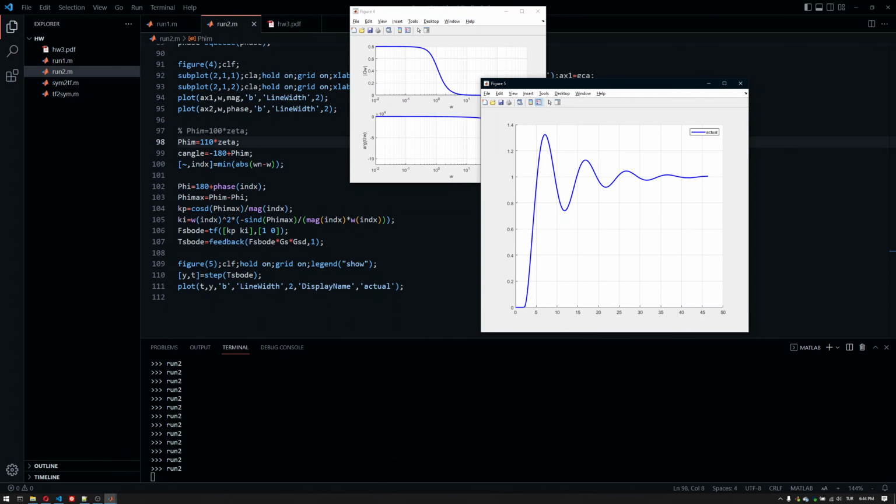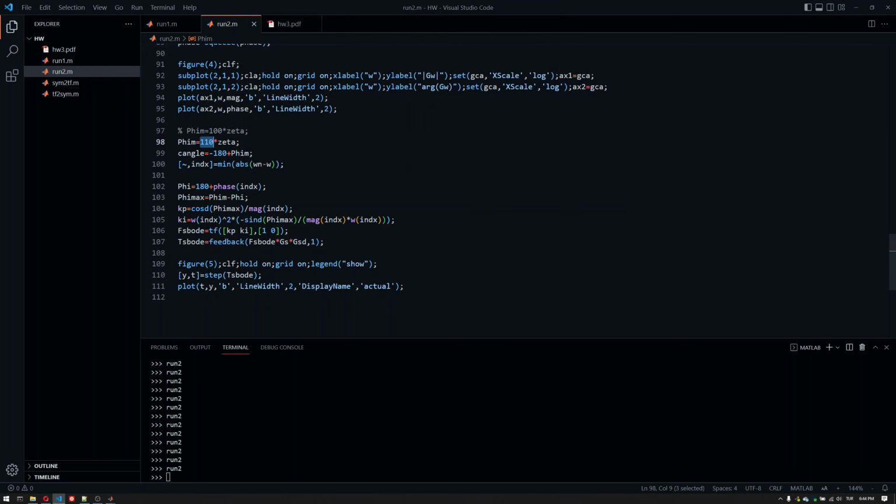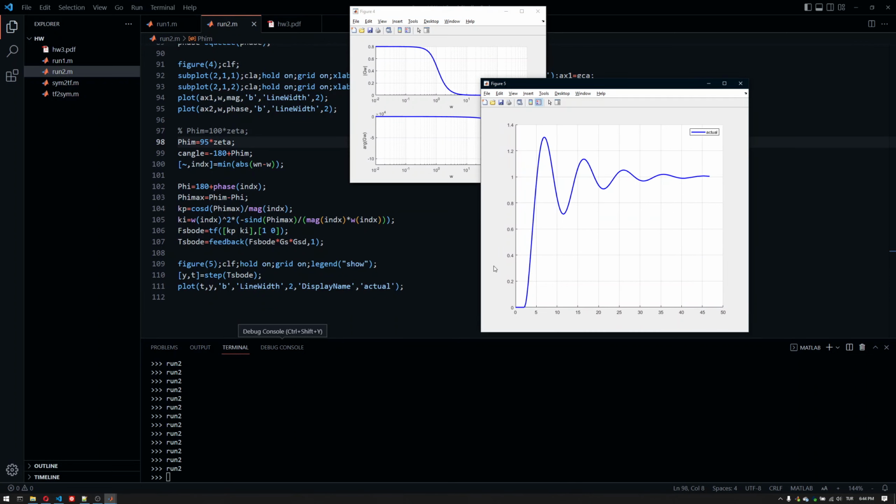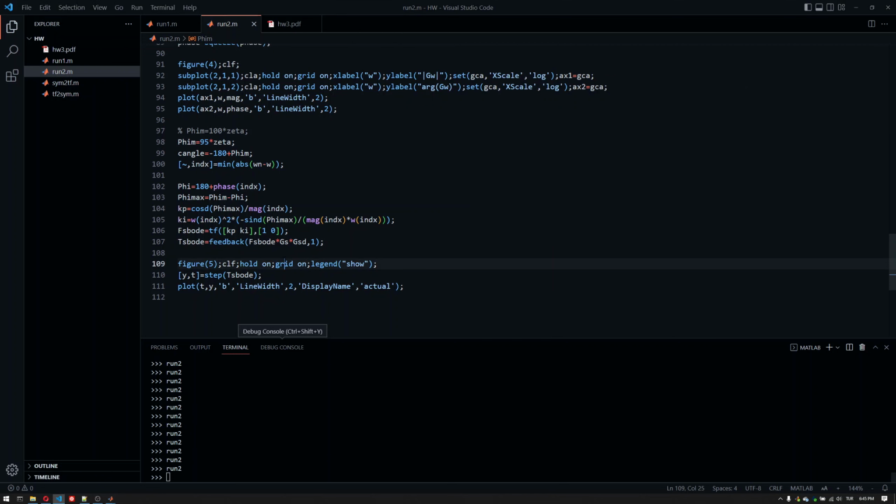So it's just tuning about, we're just trying to tune the phi m here, but you can see somewhere around 95 maybe is the best value, and then it's just messing up stuff like that. So the closest we can get is like this. You can see the settling time is a little bit off. The overshoot value is off.